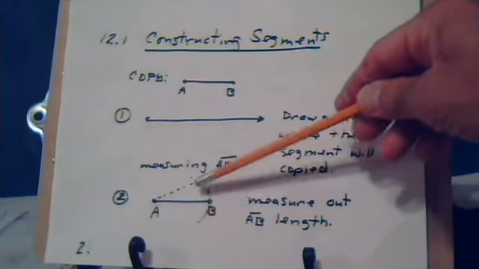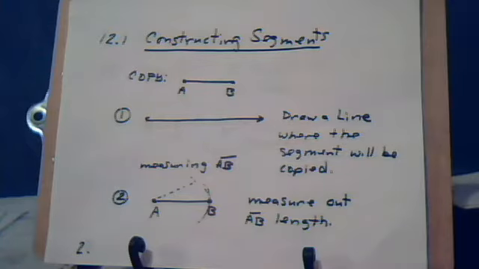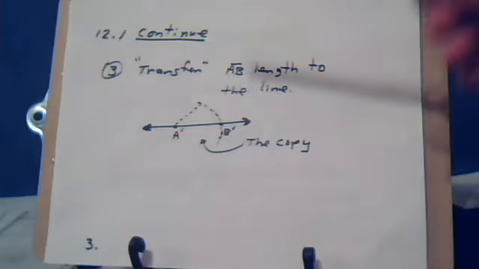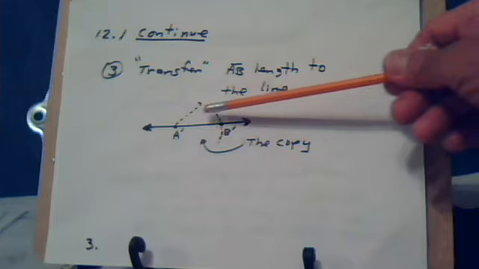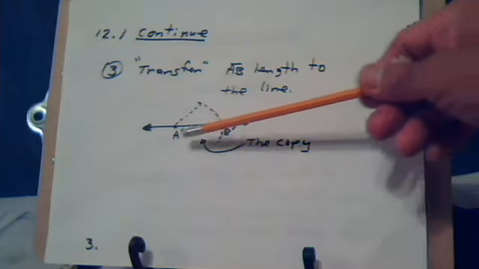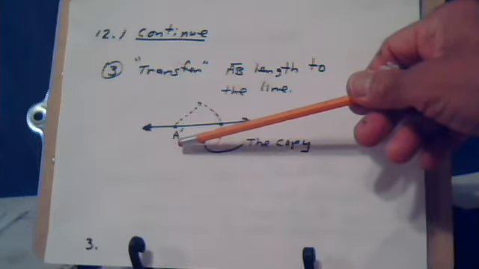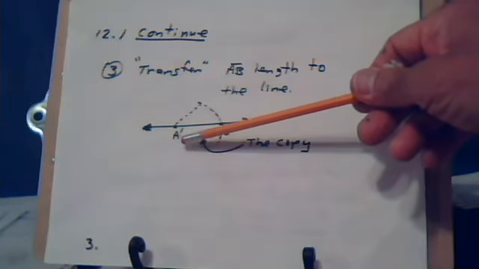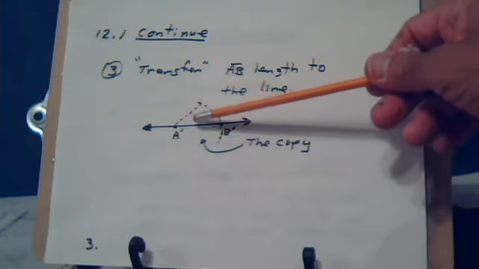you measure out its size. Don't change the settings. And then transfer that length to the line. So this is the copy. The copy is line segment A prime, B prime.